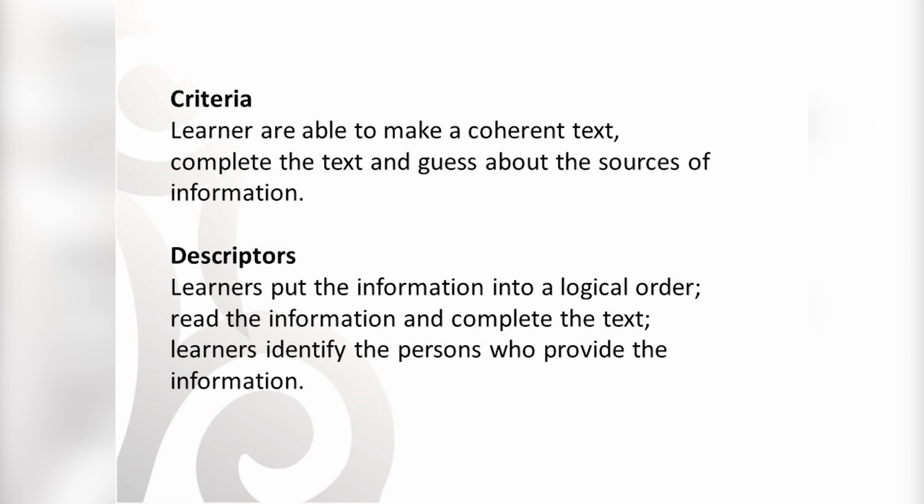Criteria. Learners are able to make a coherent text, complete the text, and guess about the sources of information. Descriptors. Learners put the information into a logical order, read the information, and complete the text. Learners identify the persons who provide the information.